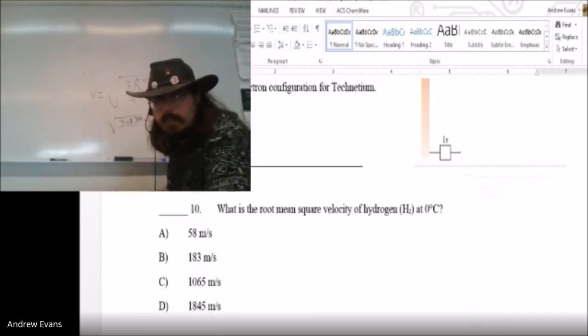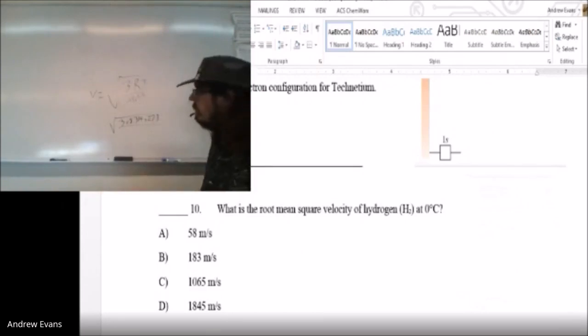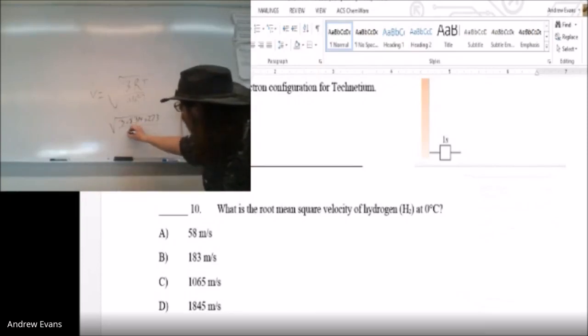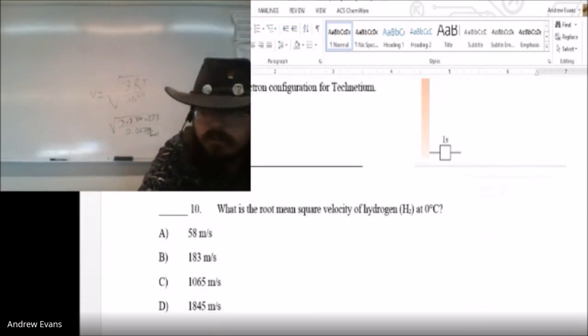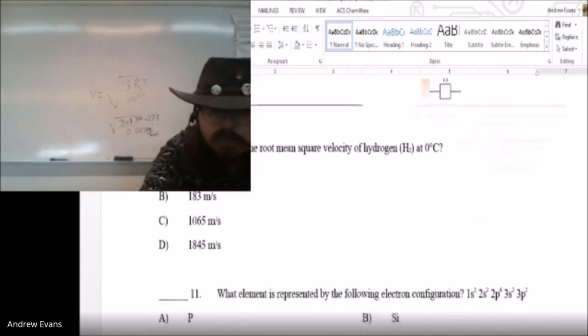And molar mass needs to be in kilograms. So it's not 2, it is 0.002 kilograms per mole. Those 3 things are 3 different points that you could trip up on. And now we square root it, and we get 1,845 meters per second, or D. So even at 0 degrees, it is still trucking.